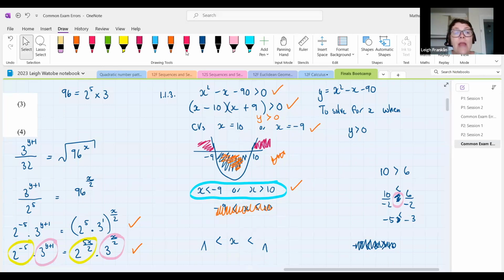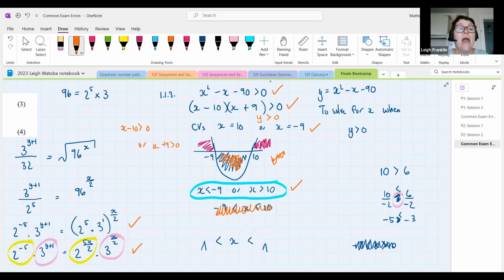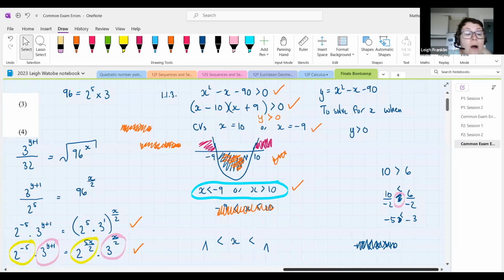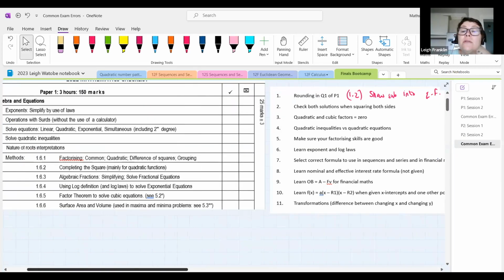Okay. Is everybody happy with the quadratic inequality? A lot of students will write down the brackets and then say x minus 10 is greater than 0, or x plus 9 is greater than 0. You see that a lot. There you're treating it like a quadratic equation, and it's not, it's a quadratic inequality. So that is completely wrong. Wrong concept altogether. Sorry, I'm having to scratch things out. I don't know why my eraser is not working in this case.